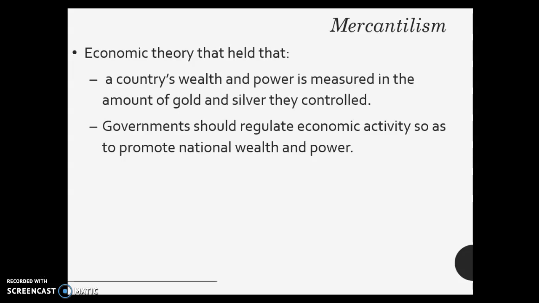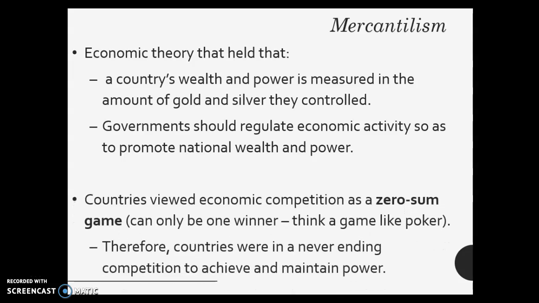In a sense, for here, with the colonies, make England, the mother country, as wealthy as possible. Enrich the government, other people will get rich by that. So make sure the economy works for the government and the country there. They viewed this as competition between other nations in Europe, and they viewed it as a zero-sum game.